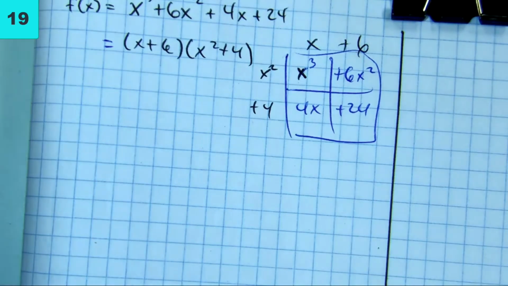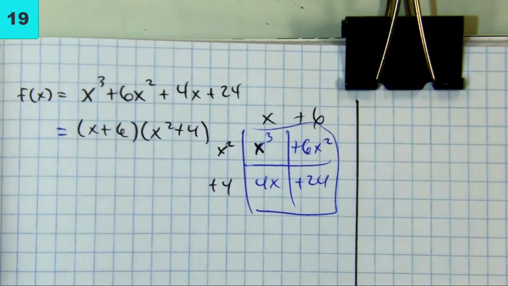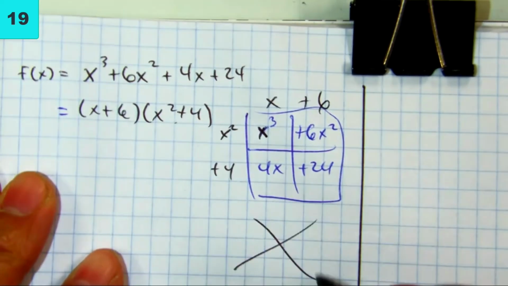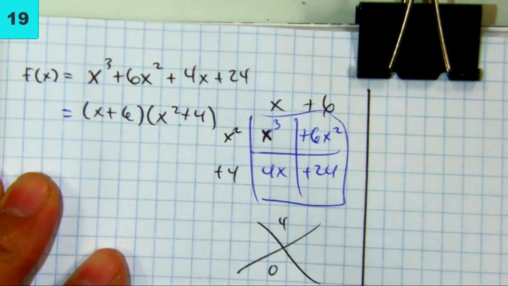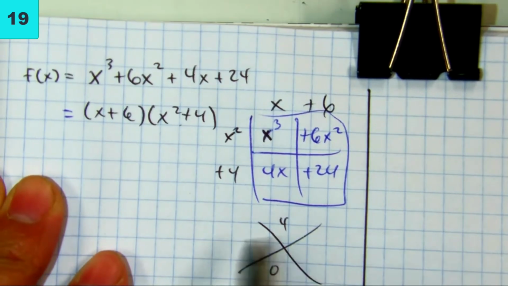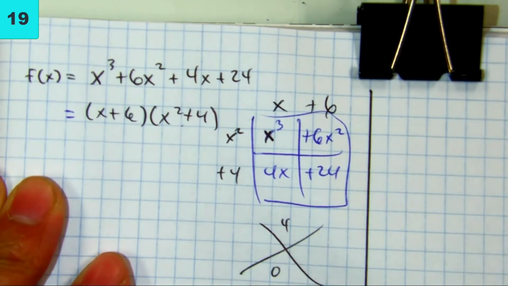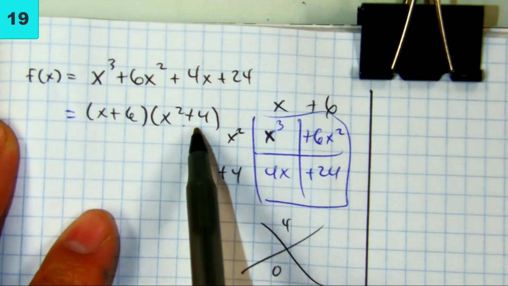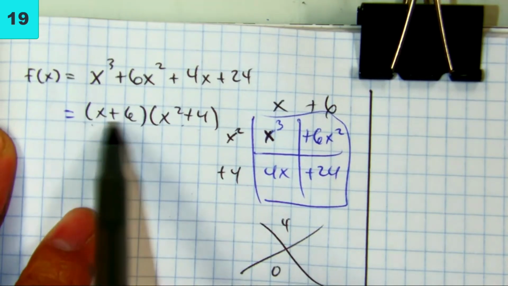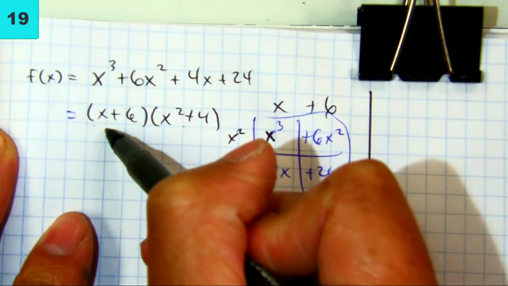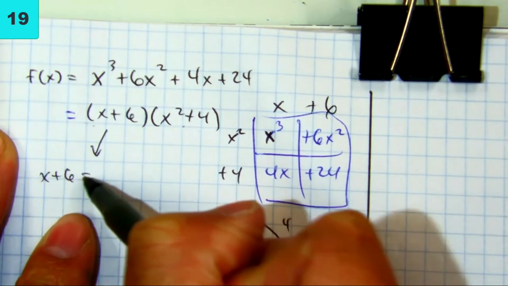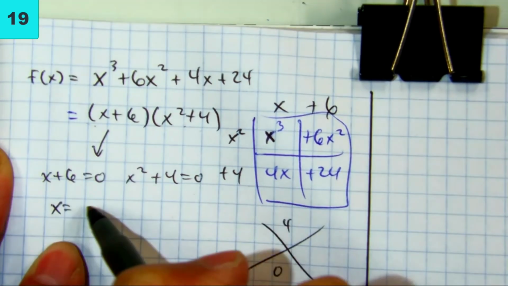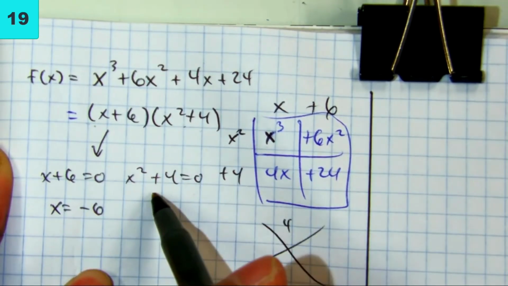Raise your hand if you got that so far. Now, can you factor that again? Two numbers that multiply to be 4 but add to be 0? Remember, this is not a difference of squares. It's prime. So this would be factored. Now to solve it, just set it equal to 0. X equals negative 6. Subtract 4.